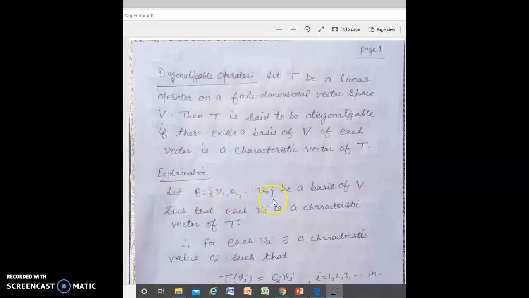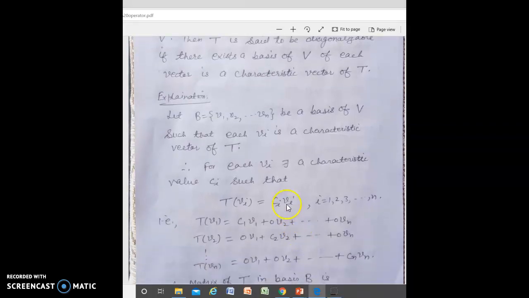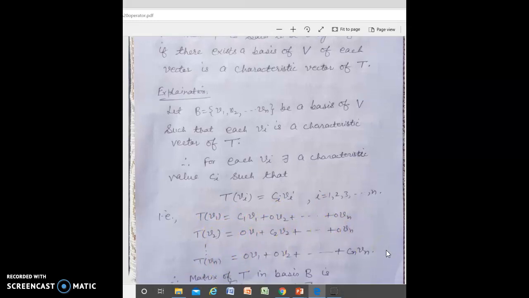Let B equal to V1, V2, ..., Vn be a basis of V such that each Vi is a characteristic vector of T. Then by definition of characteristic vector, for each Vi there exists a characteristic value Ci such that you can write T of Vi equal to Ci Vi. Then Ci is the characteristic value. If you put here i equal to 1, 2, 3, ..., n, T of V1 you can write like this, T of V2 like this, T of Vn like this.